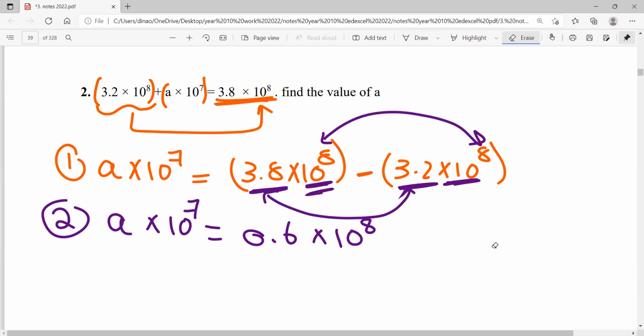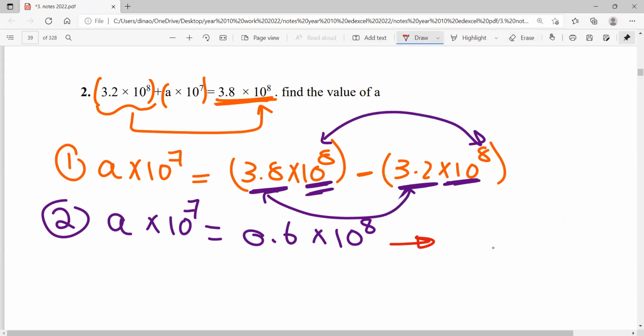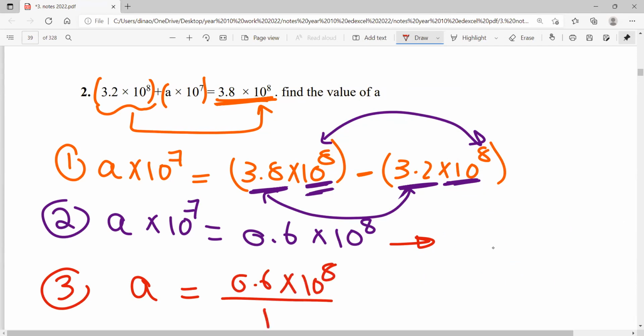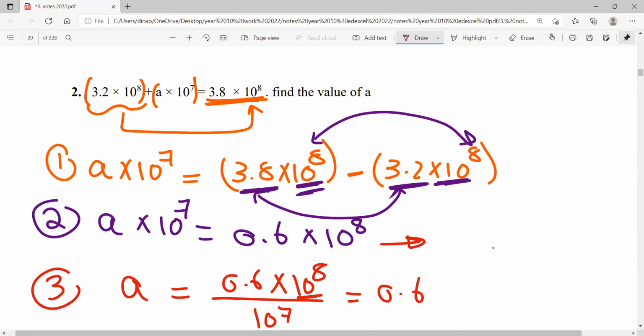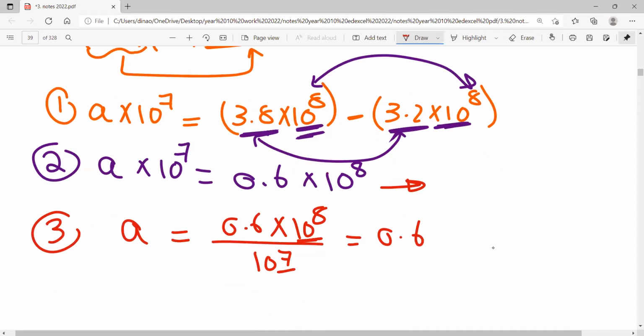Now let's continue the problem. I am required to find A. You don't need to change it into standard form now because I still need to move the 10 power 7. Since this 10 is multiplied, I move it by division. So it will be 0.6 times 10 power 8 over 10 power 7. Keep the decimal part as it is, and since you are dividing same base, you have the right to subtract the powers. So it will be 10 to the power of 8 minus 7, which is 10 to the power of 1, meaning 10. Of course, 0.6 times 10 is 6.